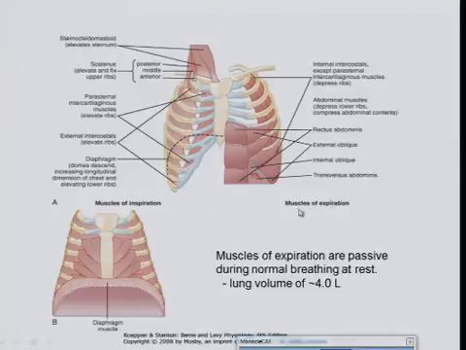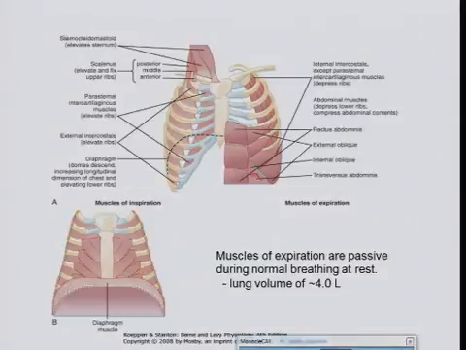So when we talk about muscles of expiration, these muscles are only involved in active expiration. Once again, if we have to increase our oxygen demand, we need to move oxygen in and out of our lungs faster and in a higher volume.